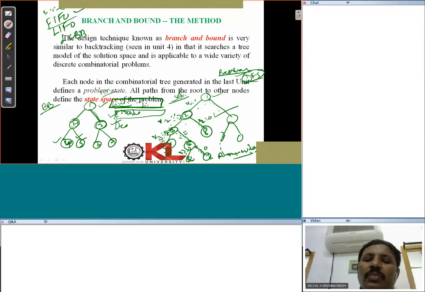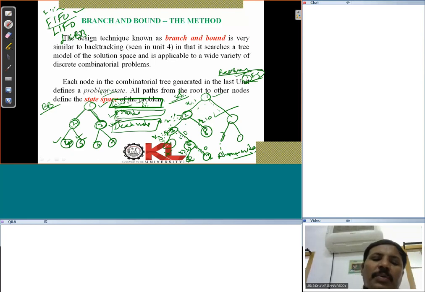What is the meaning of a dead node? A dead node is any node in the state space tree for which there is no possibility to extend or expand. One more condition is also there: if there is no possibility of further expansion because all the possibilities of the children are generated, that node is also called a dead node. The first case is a node killed by the bounding function; the second is a node already expanded with no scope for further expansion. Those two possibilities we call a dead node.